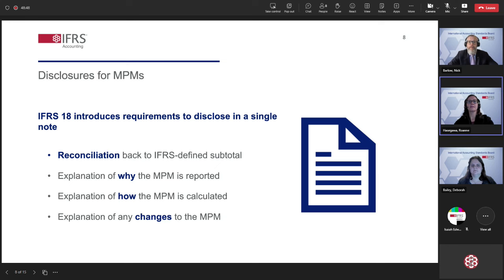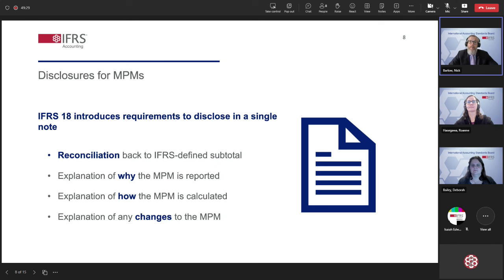And Nick, I can see that there's several other disclosure requirements on the slide there. So in addition to that reconciliation, what other information will a company be required to disclose about MPMs? Yeah, so in addition to the reconciliation, companies will be required to disclose explanations of why each MPM is reported and how it's calculated. So for example, a company that provides adjusted operating profit as an MPM might explain that in management's view, this measure provides useful information about the company's financial performance because it's helpful to understanding trends in its operating profitability before the effects of items that management expects to be non-recurring.